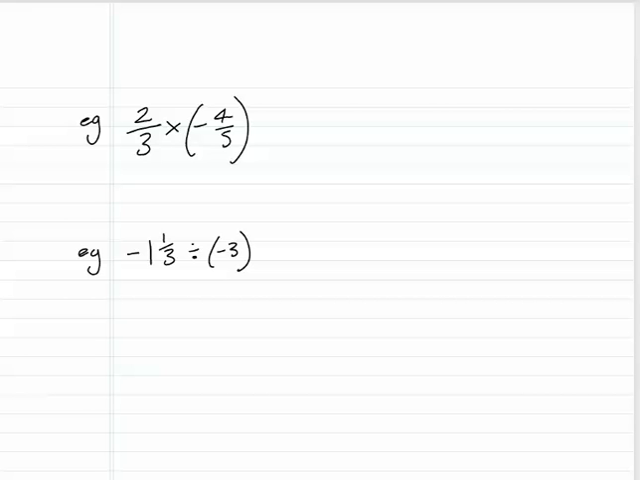So when I'm multiplying with negative numbers, I always start by asking myself, will my answer be positive or negative? 2/3 is positive times a negative 4/5, so my answer will be negative. And then just do the multiplication. 2 times 4 is 8. 3 times 5 is 15. Check if you can cancel anything. 8 and 15, nothing goes evenly into it. There's our answer.